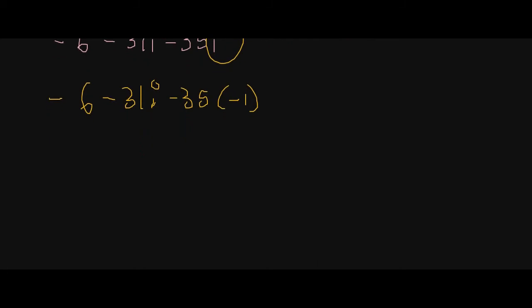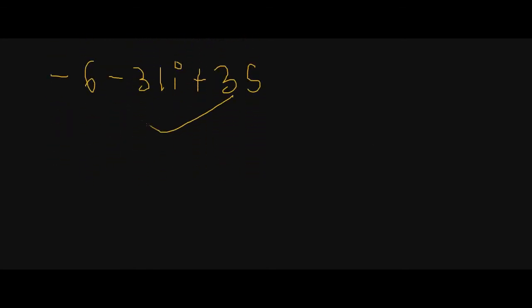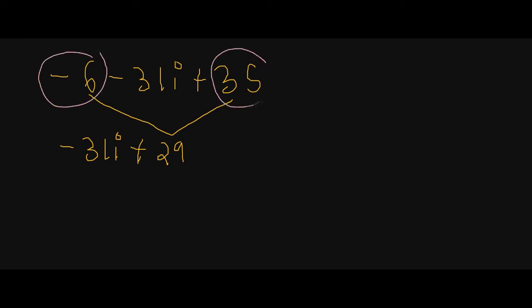Now, what's negative times a negative here? They become a positive. So we're going to get negative 6 minus 31i plus 35. Last but not least, all we have to do now is combine these two numbers together. We have a negative 6 plus 35, and negative 6 plus 35 gives me 29. And then we have this negative 31i, which goes right over here.